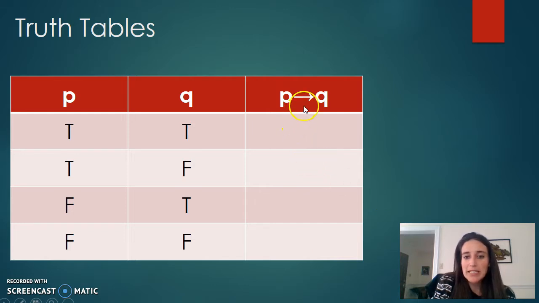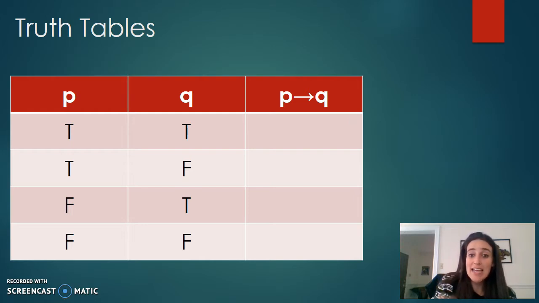Finally, we have the implication symbol. P implies Q. So this one's a bit interesting. Remember, another way to read this symbol is to say if P, then Q. So think about it this way. If P is true, then Q follows from there. But what if P is false? Can anything follow from a false statement? And no, the answer is no.